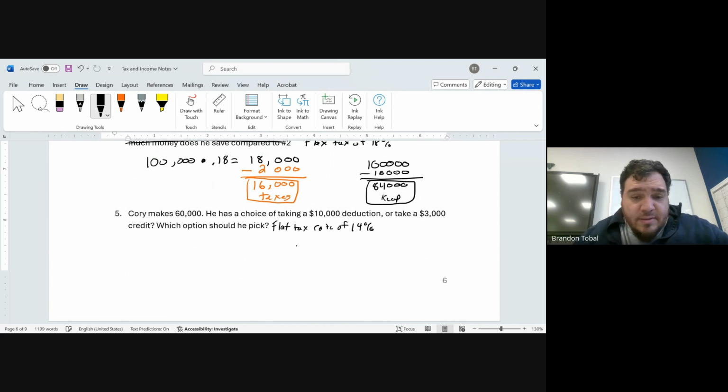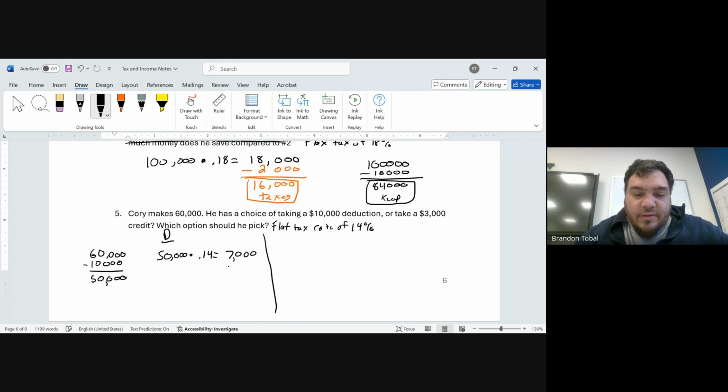Okay. So first, let's do the deduction version, which remember, you take out from his taxable income. So 60,000 minus 10,000 means he's only taxed on 50,000. So 50,000 times 0.14, that's going to be $7,000. So he's only taxed $7,000 if he picks the option with the deduction.